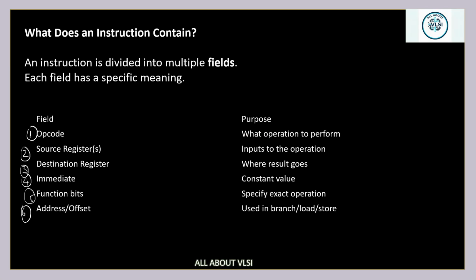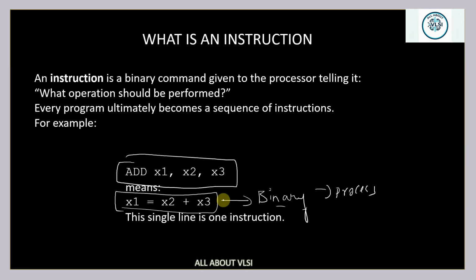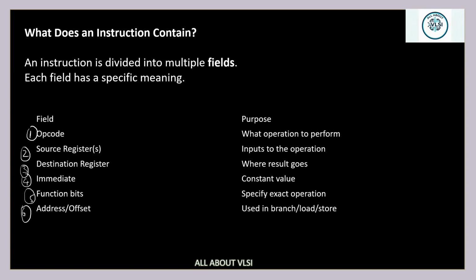And where will the opcode be present? It will be present inside your instruction itself. When we discuss RISC-V, we are going to see what this opcode is and where exactly it will be present inside your instruction. And followed by source register and destination register, like why they are used and how they are being used, and what you mean by address and what you mean by function bits, we are going to discuss in great detail. This is just to give you a brief idea of how things are going to look.